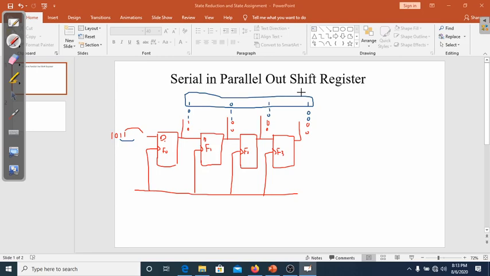Also, this circuit is similar to the serial in and serial out shift register. The difference is that here we are using all these outputs, whereas in the last case, for the serial in serial out shift register, we were taking into account only the final flip-flop output.